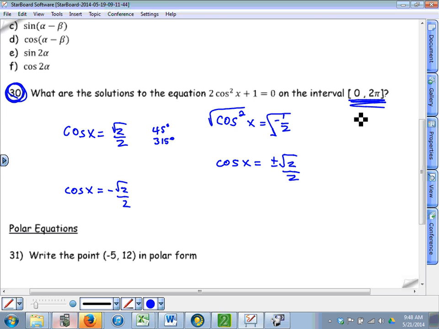Now, they want the answers in radians because the interval is 0 to 2 pi. So you'd have to convert those into radians. Now, what about cosine equals negative root 2 over 2? This would just be the other two angles that resemble 45 degrees, referencing: 135 and 225. Again, those are probably going to have to be in radians. So we have pi over 4, which is 45 degrees, then 3 pi over 4, 5 pi over 4, and 7 pi over 4 for the radian measures.